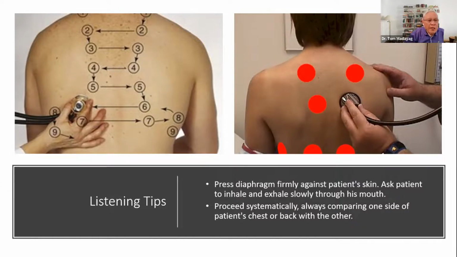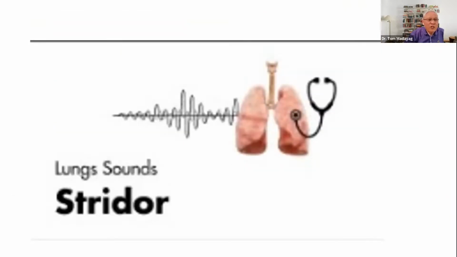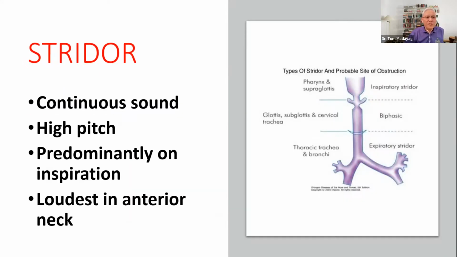You know, I skipped one slide, and that is one sound, which is stridor. I apologize. So let's go back to another sound, which is known as stridor. This is a continuous high-pitched crowing sound that is heard predominantly on inspiration. The cause of this sound is generally a partial obstruction of the larynx or the trachea.